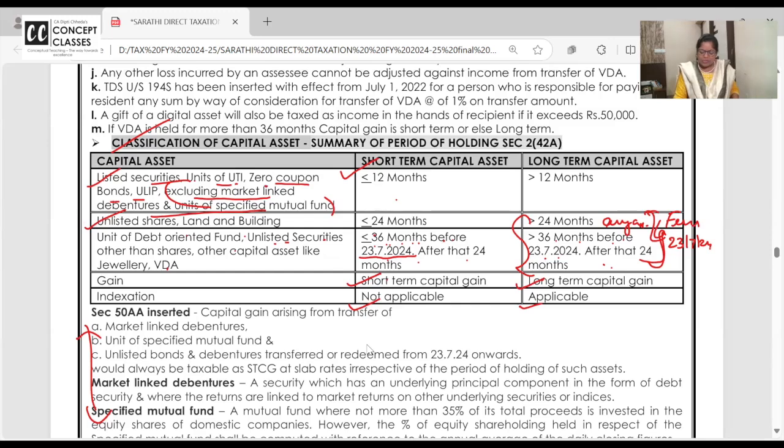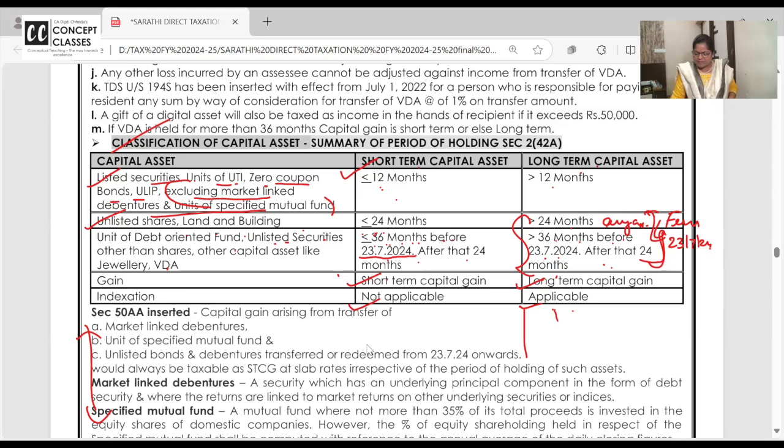Listed shares, units of UTI, less than 12 months, short term. More than 12 months, long term. Done. Unlisted shares, land and building and all, less than 24 months, short term. More than 24 months, long term. All other assets, less than 36 months, short term, and the 36 months condition is there only if the asset is acquired before 23rd of July 24. Right? If you have transferred the asset after 23rd July, then in the holding period you don't have to check 36 months. Only after 23rd July, what is the situation?